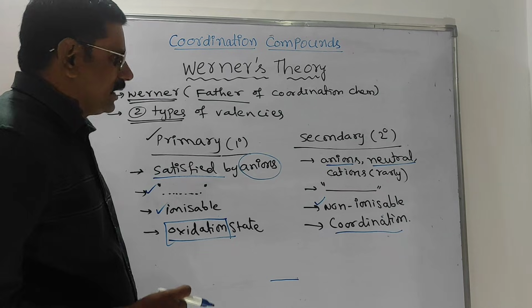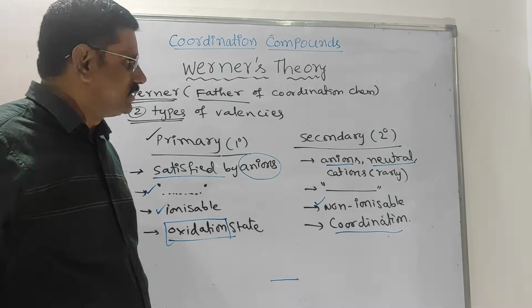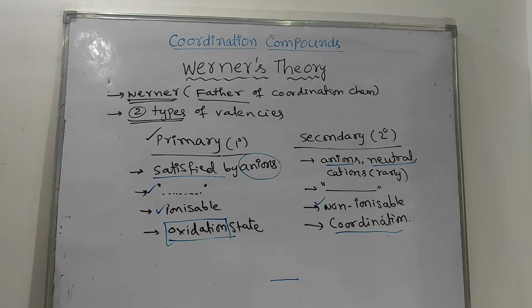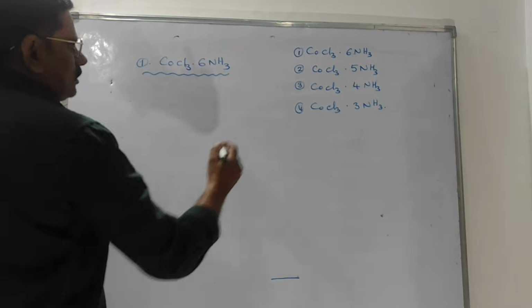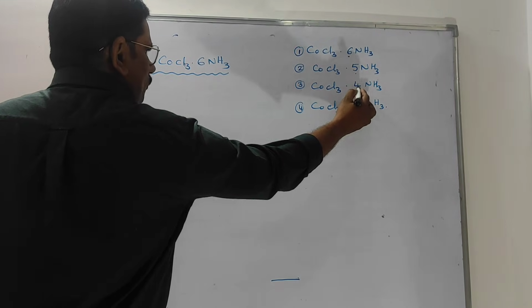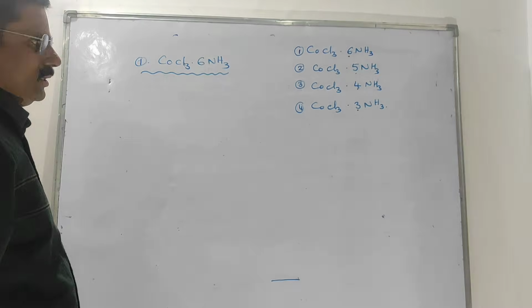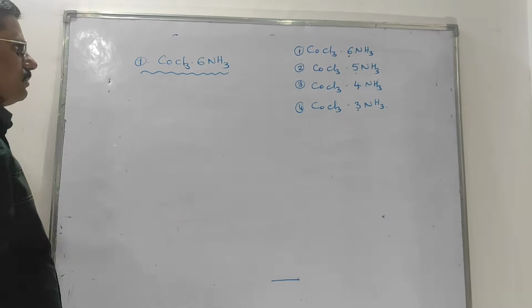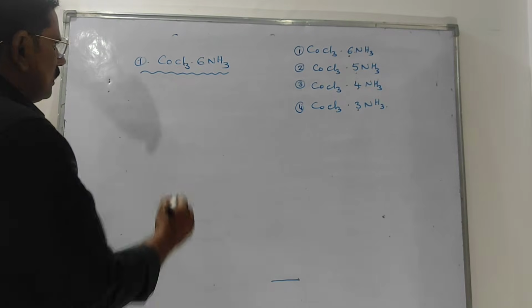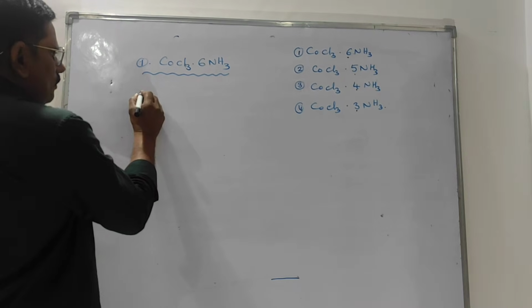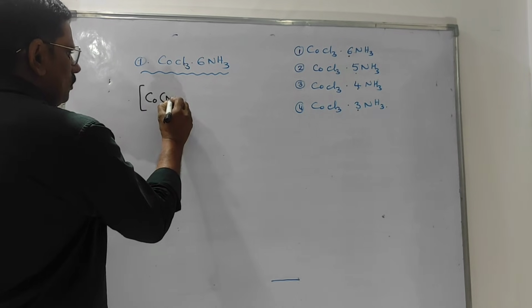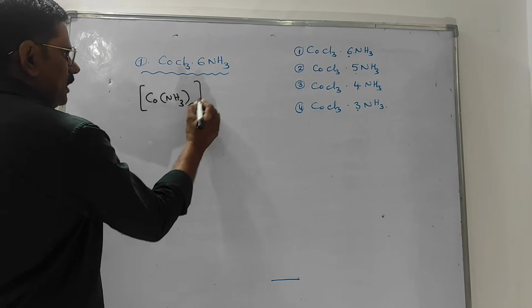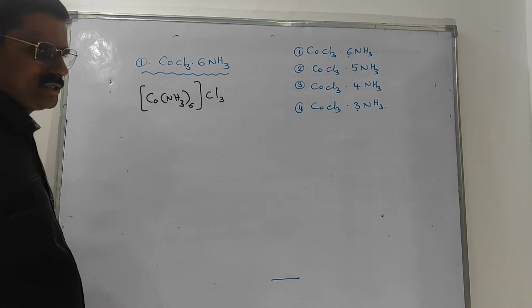Now, what example he took in order to explain his theory, we will discuss now. Alfred Werner explained the structures of the following compounds: CoCl3·6NH3, 5NH3, 4NH3 and 3NH3. We will take the first example, CoCl3·6NH3. He wrote the formula of CoCl3·6NH3 like [Co(NH3)6]Cl3, with Cl3 outside the coordination sphere.